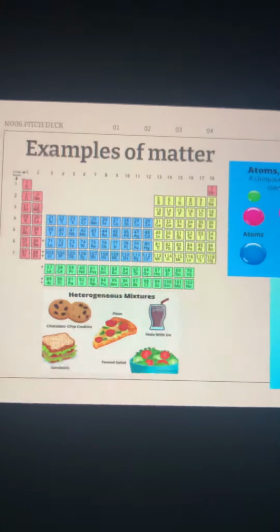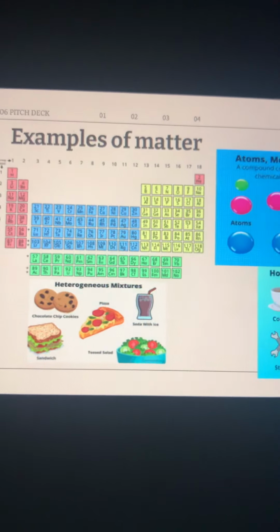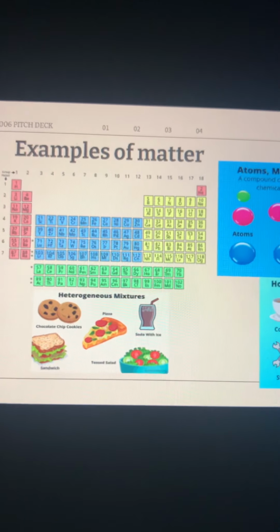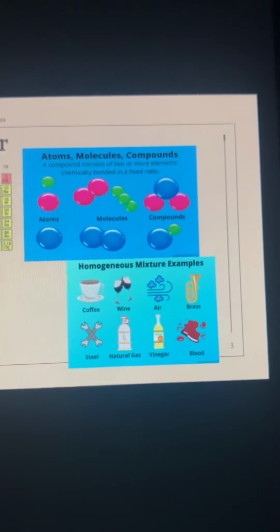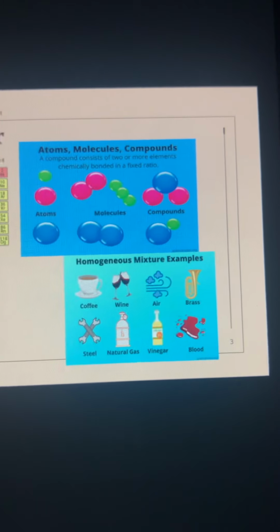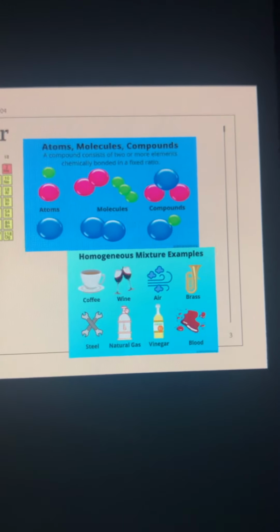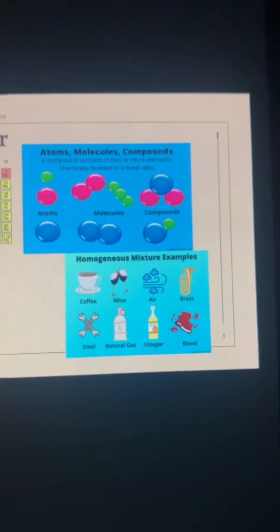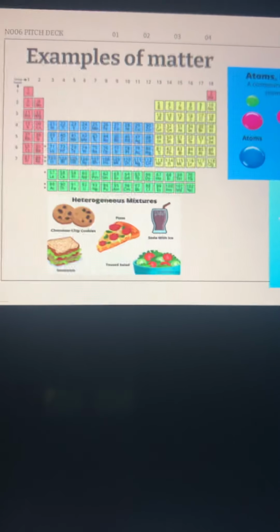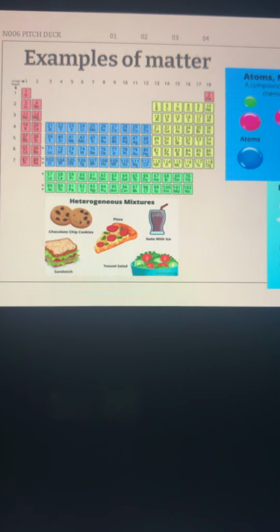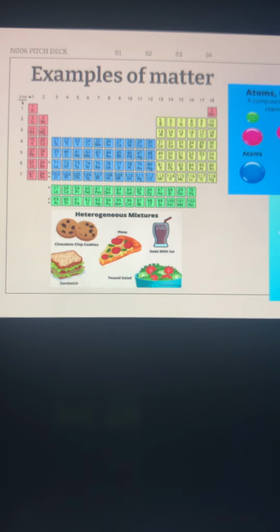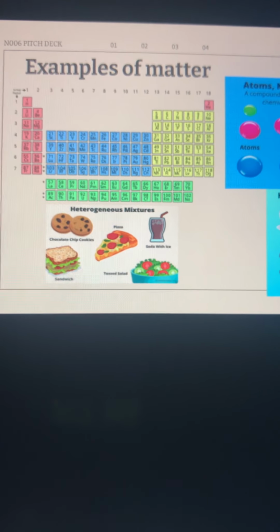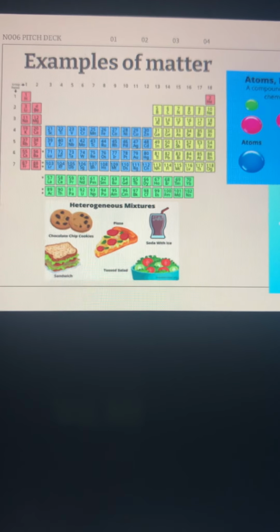These are examples of matter. The periodic table of elements would represent elements, obviously. Atoms, molecules, and compounds. This is just a small example of compounds. Compounds are 2 different things that are made into one. Then we have heterogeneous mixtures, basically 2 things that are put together but could also be taken apart.